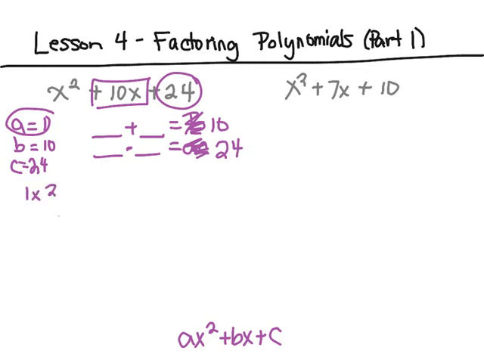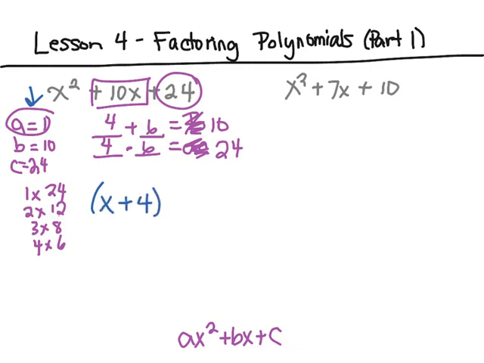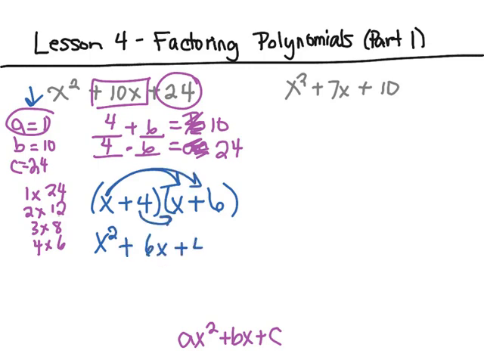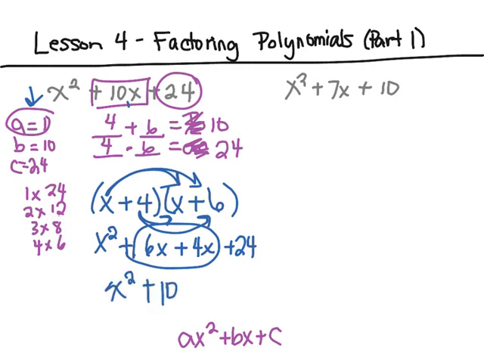So we have 1 times 24, 2 times 12, 3 times 8, 4 times 6. 4 plus 6 is 10, and 4 times 6 is 24. When a is 1, you can skip right to the end step, put it into your brackets. So your factored trinomial would be x plus 4, x plus 6. And that's done. And the way you would check it would be to distribute and multiply out. So x squared plus 6x plus 4x plus 24. And notice how your middle terms add up to make 10. So x squared plus 10x plus 24.